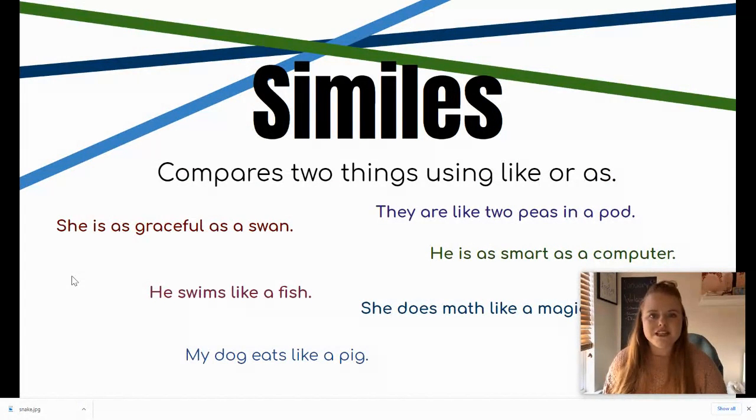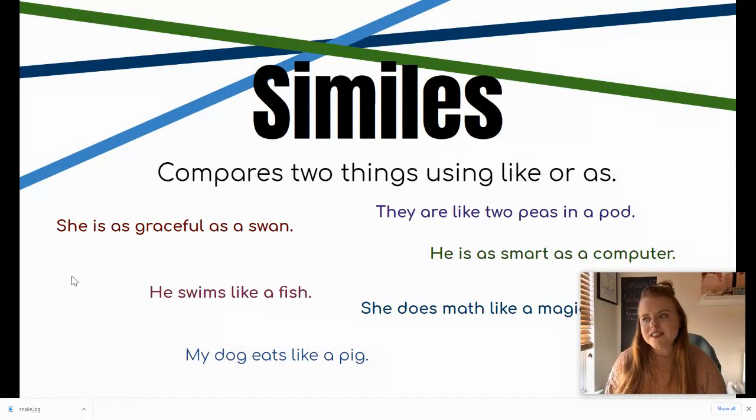The first one is similes. Now, similes are used to compare two things using the words like or as. I've got some example similes up here. She is as graceful as a swan. So in this one, you're comparing the girl to a swan using the word as. Below that, it says he swims like a fish. You're comparing him to a fish using like.